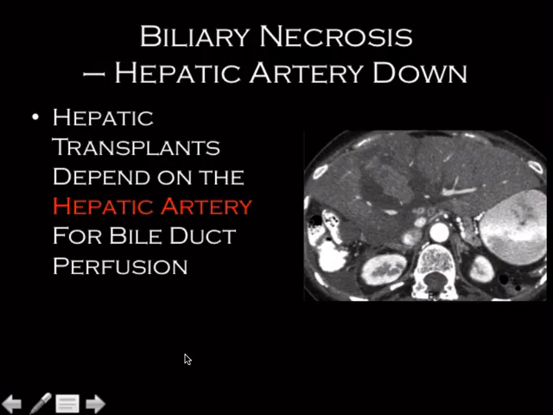So here we go. Hepatic artery down, bile ducts hurt.